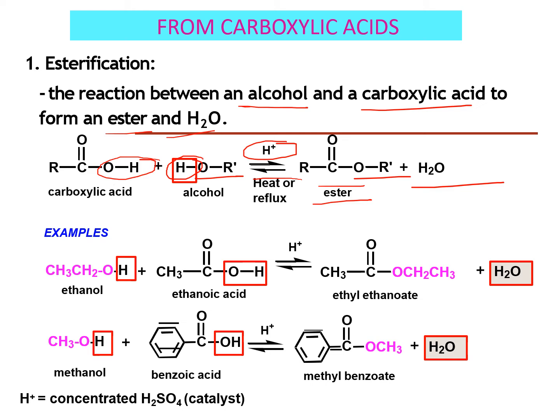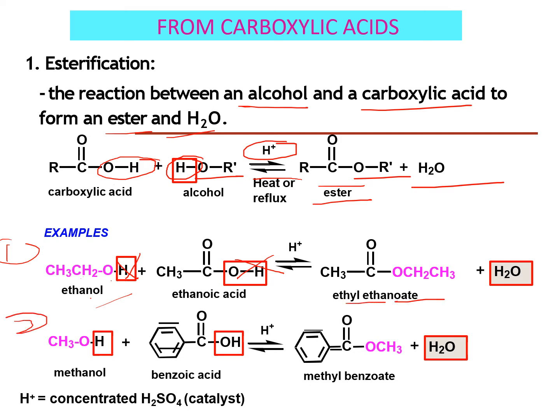Okay, so we have ethanol. For example here, example number 1, we have ethanol react with ethanoic acid. So the ethanol will release the hydrogen. The ethanoic acid will release the OH to form H2O, and the place of OH will be replaced by OCH2CH3. So it will become ethyl ethanoate.